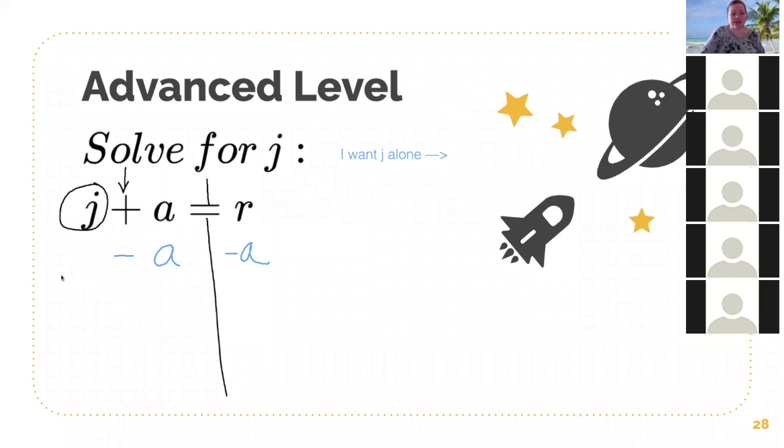This is where the panic starts. This is where students start going, oh my God, I don't know what to do. These letters are so scary. But it actually, as it turns out, this is easier. Let me show you what I mean. Let's look at the left-hand side. Adding A and subtracting A are opposites.